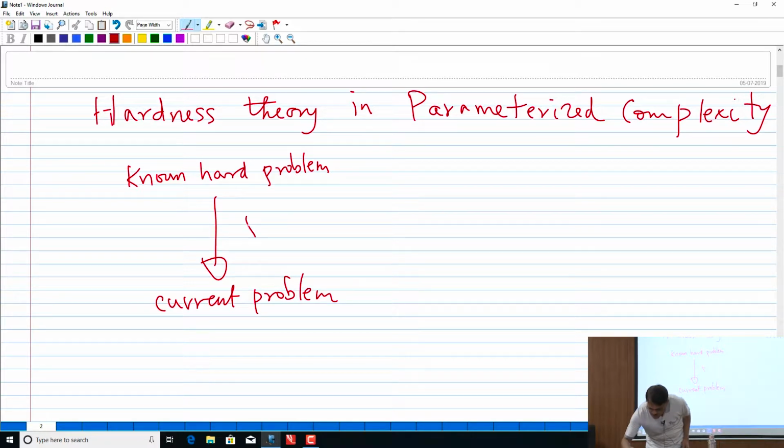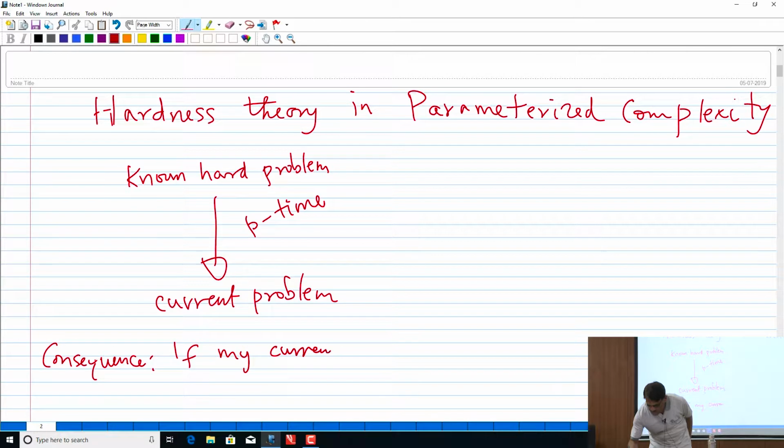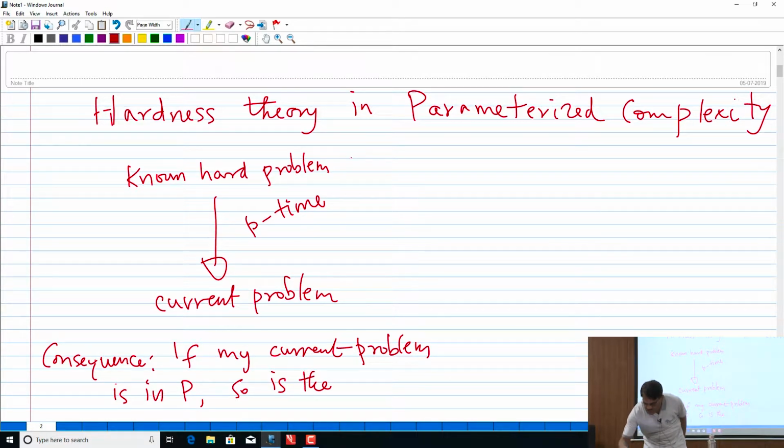And the reduction was in poly time. That was the restriction on the reduction. And why? Because the consequence we wanted to achieve was: if my current problem is easy, so is the known problem. Okay, so let's call these pi 1 and pi 2.